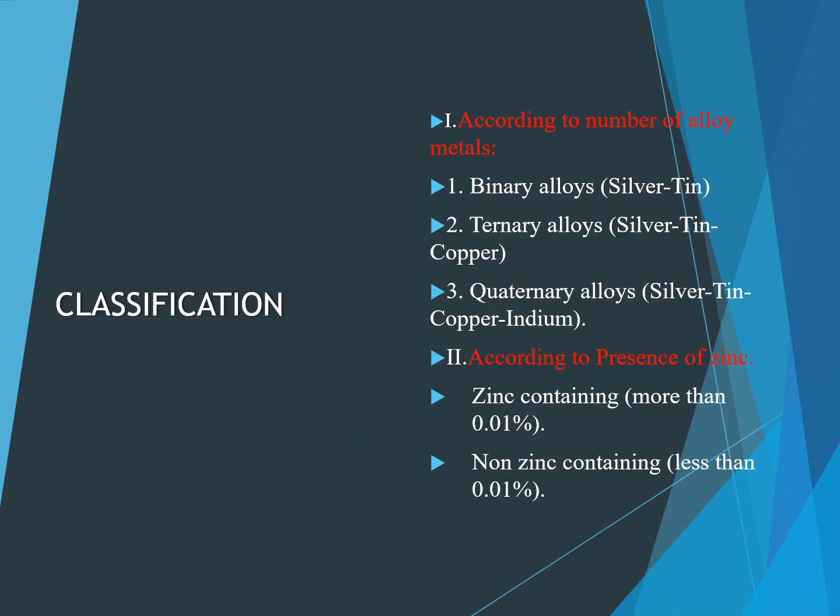Now, the classification. Classification number one is based on the number of metals in the alloy. Binary alloy, where silver and tin are present; ternary alloy, where silver, tin, and copper are present; and the quaternary alloy, where silver, tin, copper, and indium are present. Next classification is according to presence of zinc: zinc containing, more than 0.01%, or non-zinc containing, less than 0.01%.